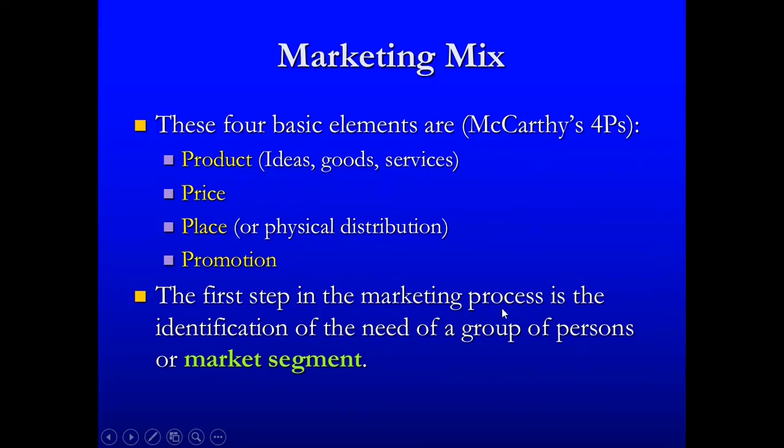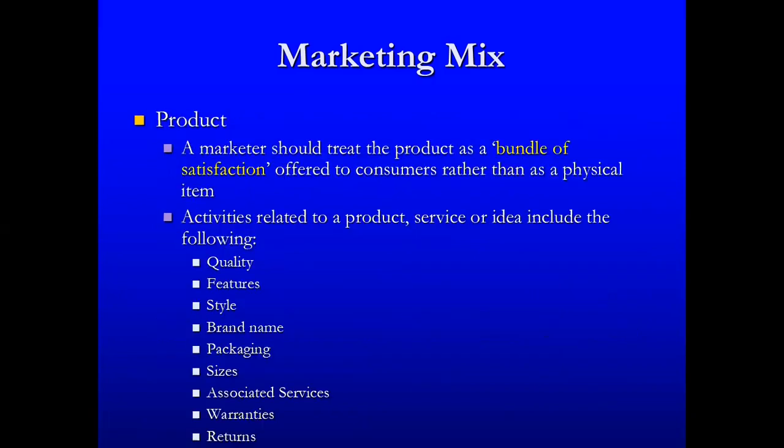The first step in the marketing process is the identification of the need of a group of persons or market segment. There is a separate lecture on market segmentation. So let us see one by one. The first P is product. The marketer should treat the product as a bundle of satisfaction rather than as a single physical item. Activities related to product or service or idea include the following: quality of product, features of product, style, brand name, packaging, sizes, associated services, warranties, and returns.